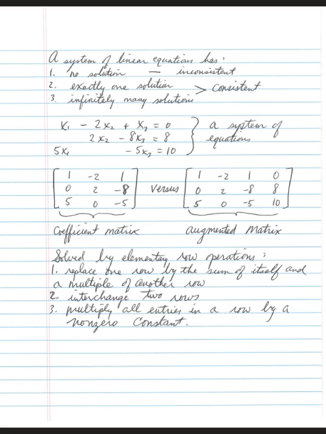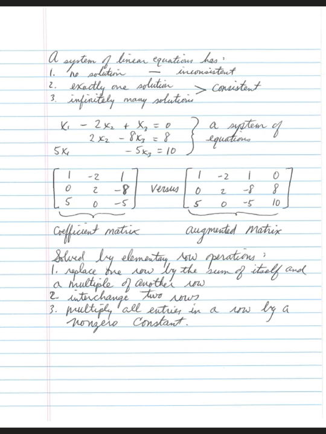All right, so an example of a system of equations would be x1 minus 2x2 plus x3 equals 0. Now this system has three equations with three unknowns. The second equation is 2x2 minus 8x3 equals 8. And the third equation is 5x1 minus 5x3 equals 10. x1, x2, and x3 can represent vectors, and that's the idea we're going to look at now in linear algebra.